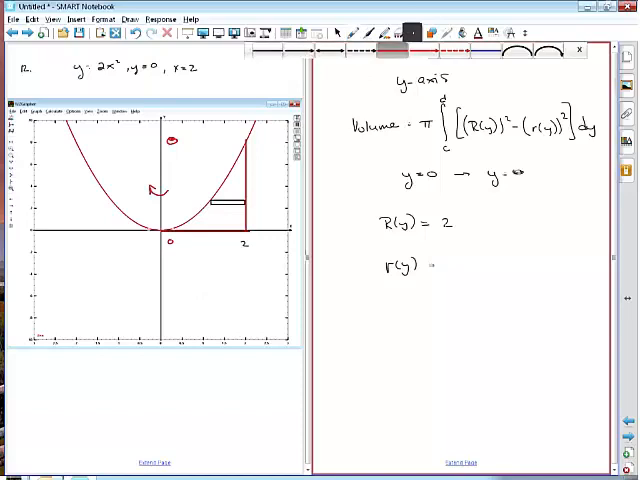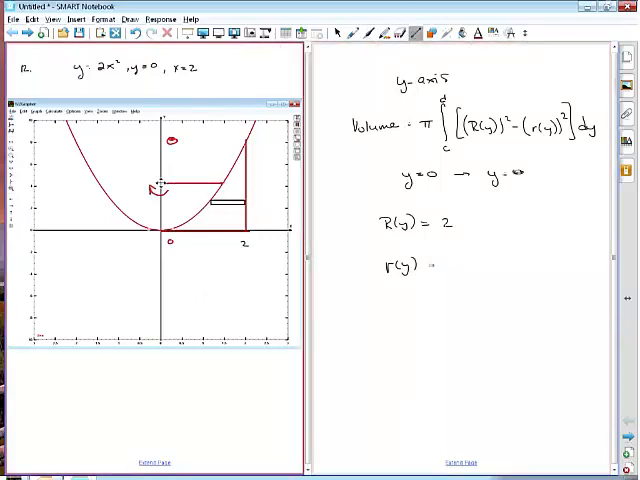So let's draw those radiuses on here so we get this straight. So this is small r sub y, and this is big R of y because the area is in here. So this is capital R of y, and this is little r of y.